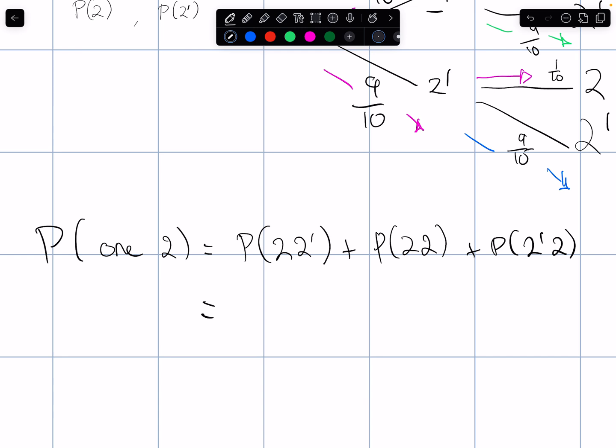which is equal to, when we grab those pieces of information from over there, we can say that this one, we remember, was 9 out of 100. This one was 1 out of 100. And this one was also 9 out of 100.